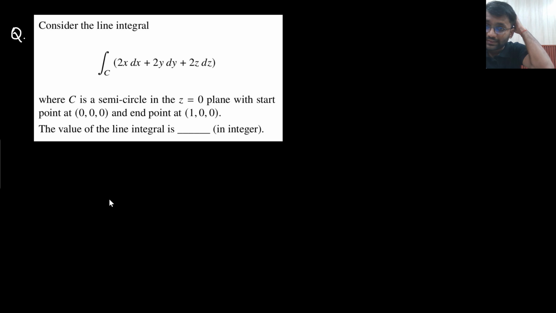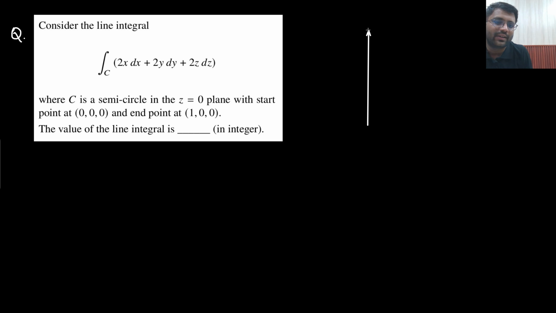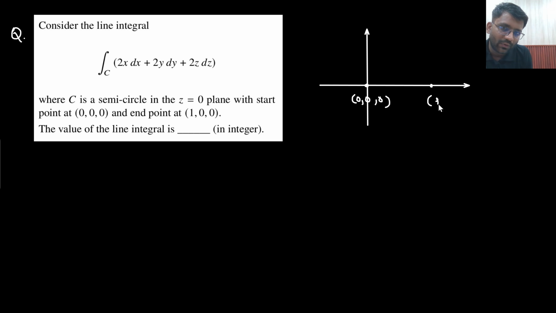Line integral where C is the semicircle in the z equals 0 plane, which starts from 0, 0 and ends at 1, 0, 0. Sir, is it a closed line or open line? Semicircle they have told, no? You are in the z equals 0 plane, which means you are in the xy plane only. So I will make only the xy plane. You start from 0, 0, 0 and go to 1, 0, 0 in the xy plane. Semicircle you need to take.